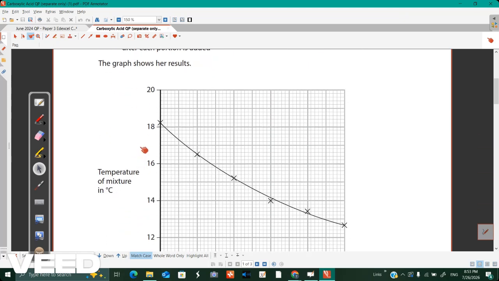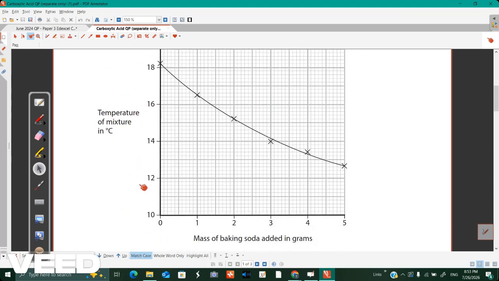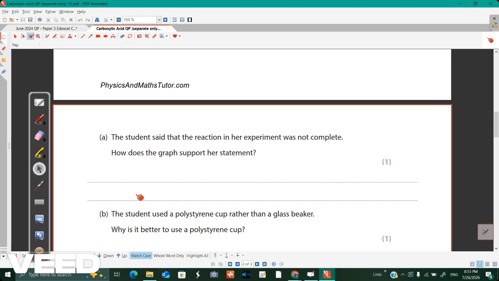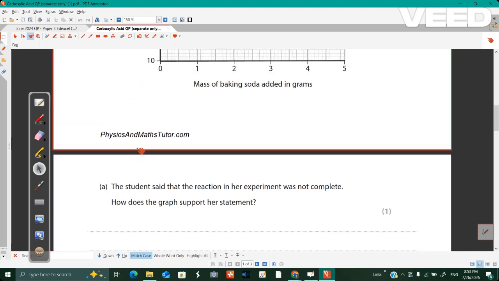As this shows, the temperature is going down, right? The student said that the reaction in her experiment was not complete.